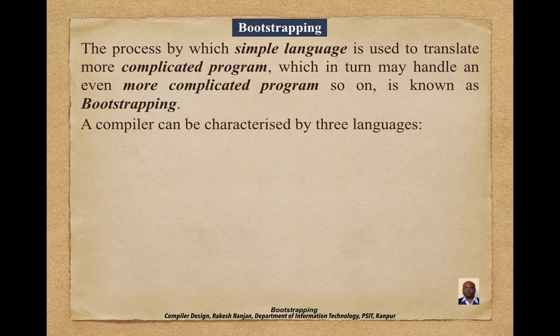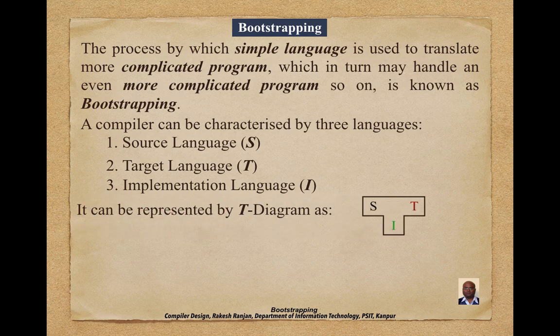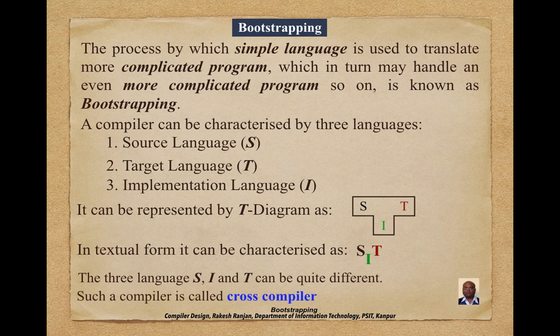The compiler can be characterized by three languages: source language, target language, and implementation language. It can be represented by the T diagram as follows: S for source, I for implementation, T for target language. So there can be a source language, and using that source language, we want to convert it into the target language by using the implementation language I. In textual form, the three languages S, I, and T can be quite different. Such a compiler is called a cross compiler.